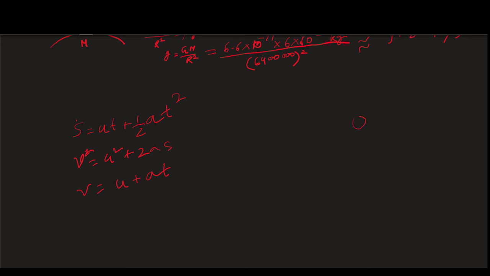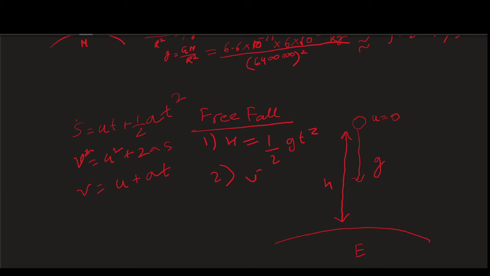Now, when any object falls on the surface of the earth under gravity, the a will be replaced by acceleration due to gravity. S will be replaced by the height from which it is falling. And when it is falling, u will always be 0. So what will be the equations of motion in case of free fall? In case of free fall, h equal to half g t square, where t is the time taken in falling, and v square equal to 2gh. Third equation, v is equal to g into t. These are the three equations we will have.